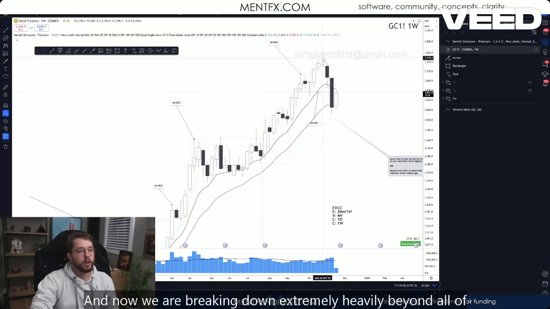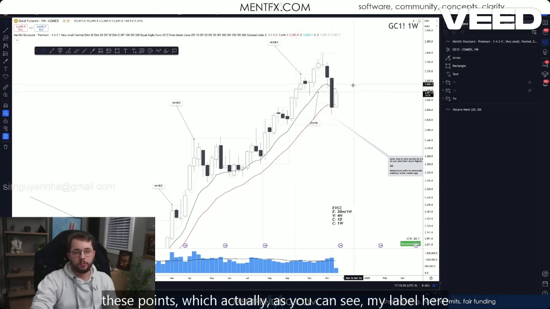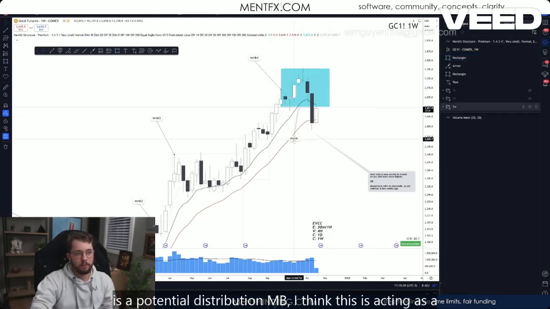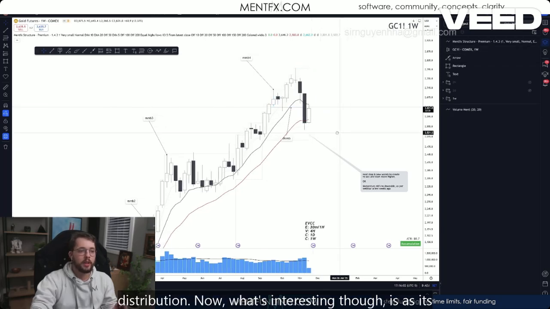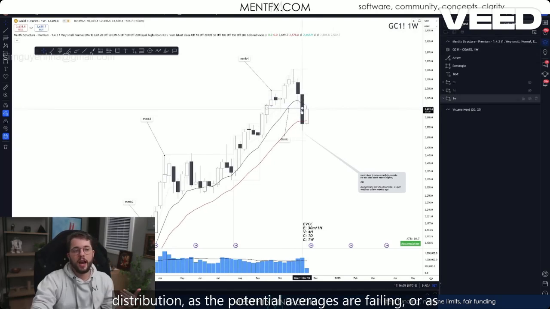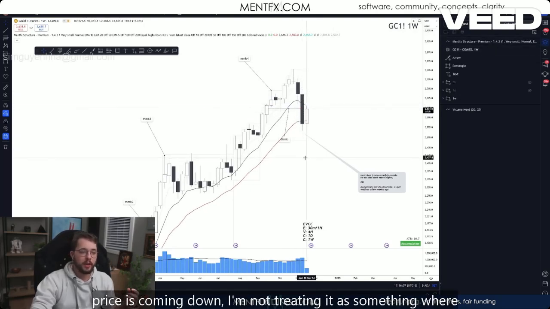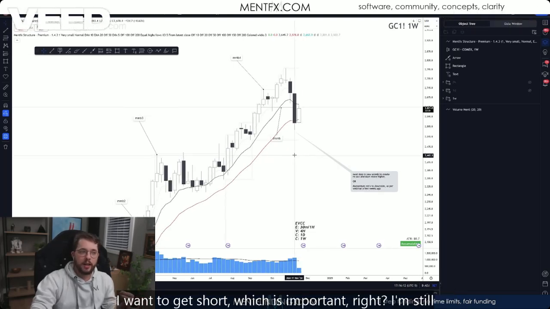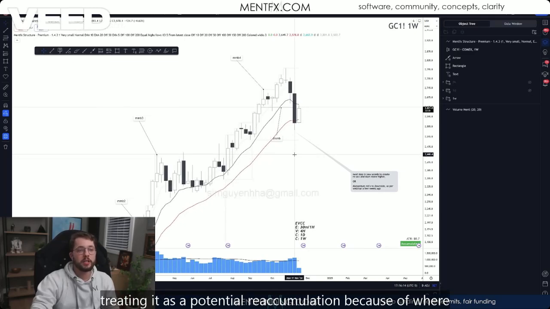And now we are breaking down extremely heavily beyond all of these points, which actually, as you can see my label here, is a potential distribution MB. I think this is acting as a distribution. Now, what's interesting, though, is as it's distribution, as the potential averages are failing or as price is coming down, I'm not treating it as something where I want to get short, which is important, right? I'm still treating it as a potential reaccumulation because of where we are.